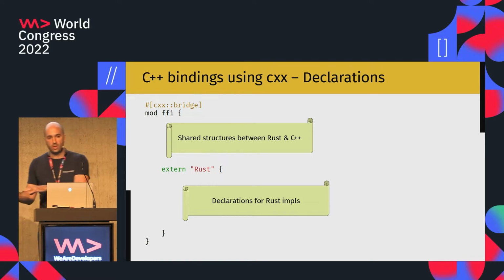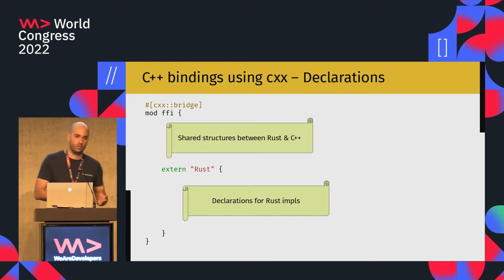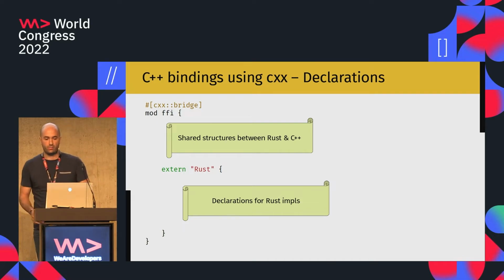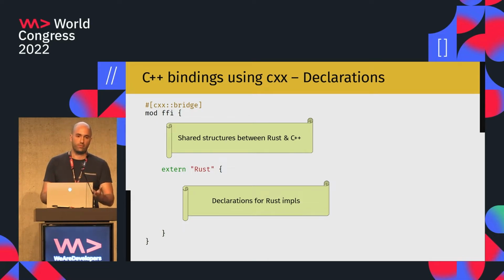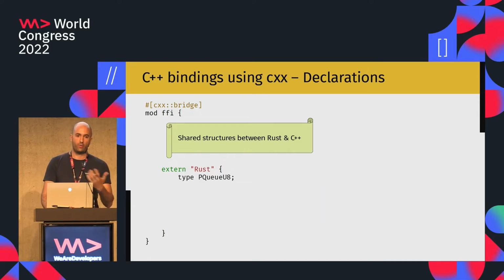And stuff that is in the external C++ block are declarations for things that will be implemented in C++, and the Rust side doesn't really have access to the implementation details. We don't really concern ourselves with external C++ here because that's not relevant for our use case. All right, so inside of the external Rust block, we declare our queue.